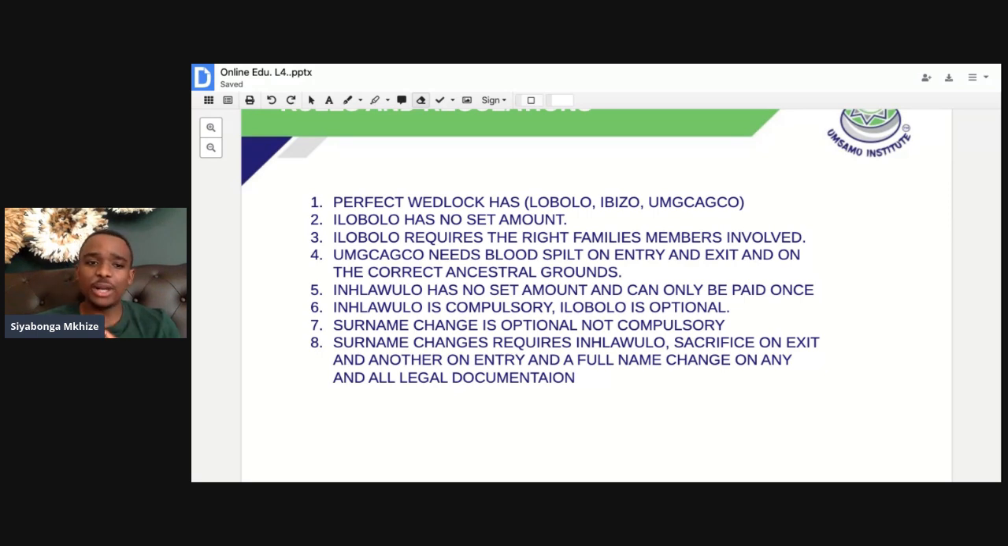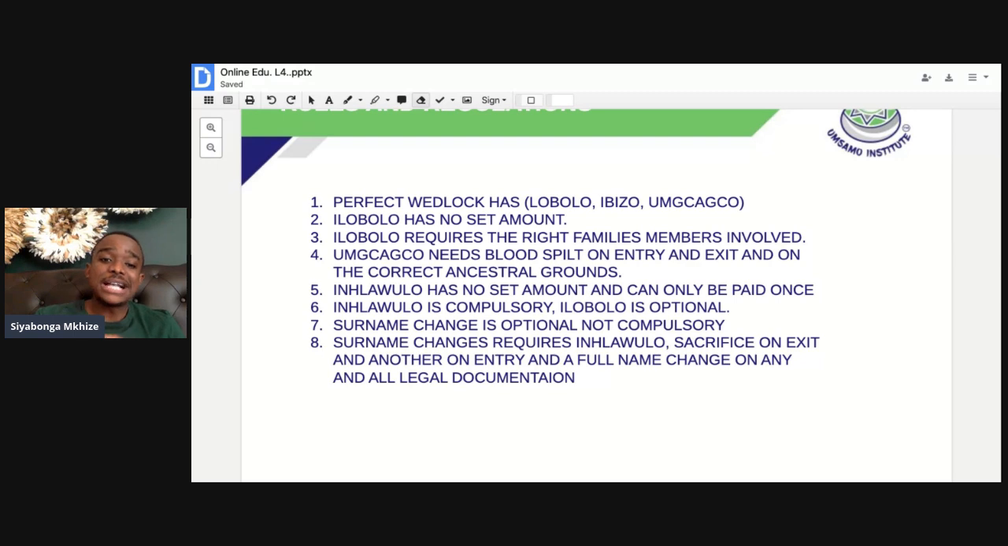Okay? Ilobolo has no set amount. Ilobolo needs to have the right family members involved. Now, this is where it's important because ilobolo doesn't count if the incorrect family members were involved. If the wrong family took ilobolo, right? And I'm going to demonstrate that to you. The incorrect family can take ilobolo, and that is a big mistake that people make, in that they have the incorrect family take ilobolo, right? I'm going to explain that to you later on.